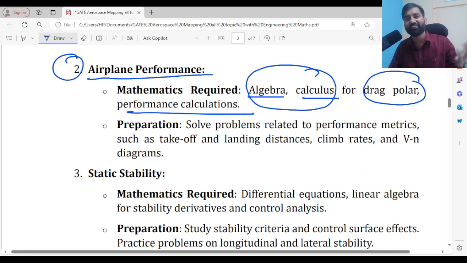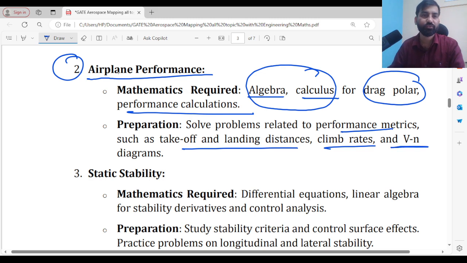You can say algebra is nothing but a pre-calculus skill, with things like differentiation and simple manipulations. So here you have to solve problems related to performance metrics, such as takeoff and landing distances, climb rates and VN diagrams. So, airplane performance.